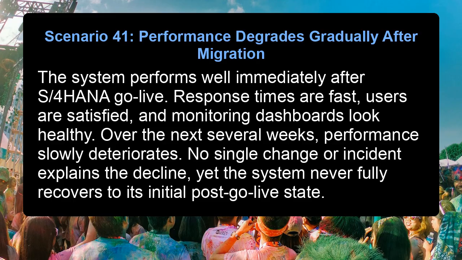Scenario 41. Performance degrades gradually after migration. The system performs well immediately after S/4HANA go live. Response times are fast, users are satisfied, and monitoring dashboards look healthy. Over the next several weeks, performance slowly deteriorates. No single change or incident explains the decline, yet the system never fully recovers to its initial post-go-live state.